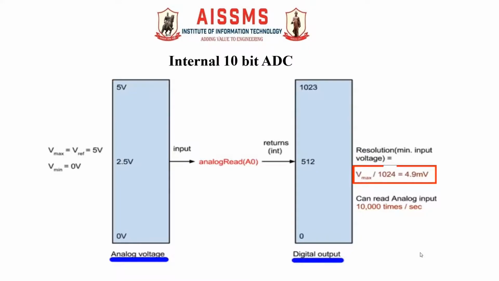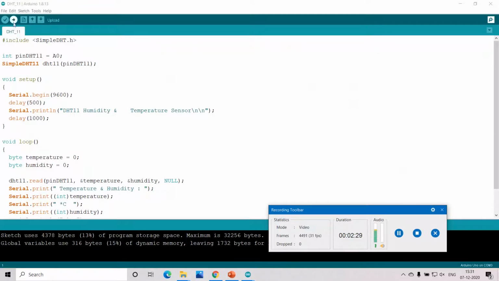per second. We can see that this is the Arduino IDE, which is freely available open source software. It comes with the Arduino, and you can download it from the Arduino website. Okay, so I have written this code for sensing the DHT11 sensor data.